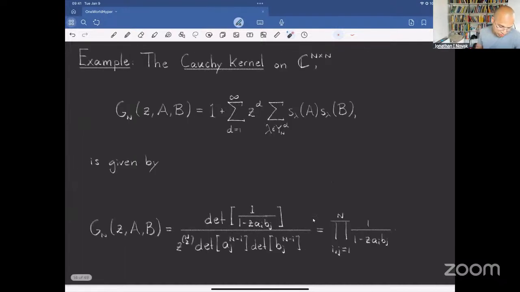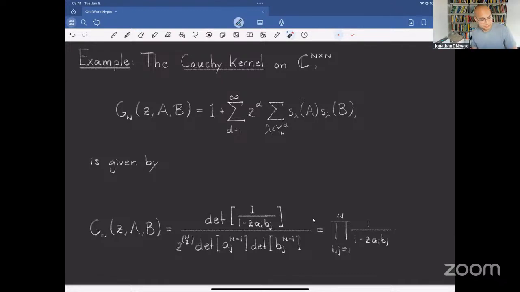So here are some examples. The Cauchy kernel: this is the Cauchy identity, which we already discussed in a slightly different form. So GNZAB is this multivariate generalization of the geometric series, and this determinantal formula is telling you that it's this determinant. And indeed, this is an equivalent form of the Cauchy identity. This is something that's called a Cauchy determinant, and it is equal to the same product as in the Cauchy identity. It's for the same reason.